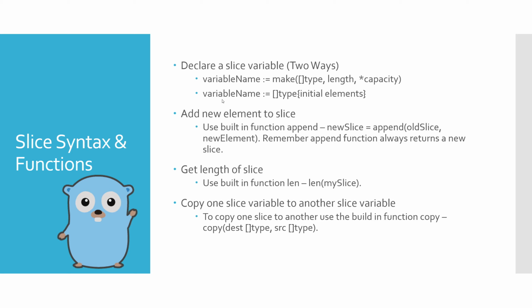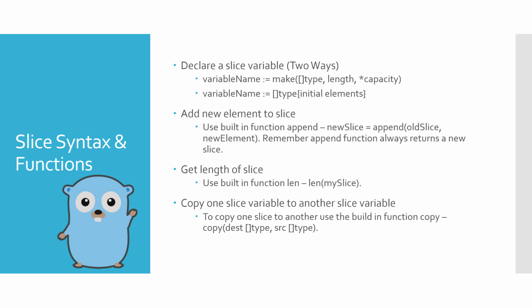Or you can do it this way: variable name for the slice variable, square brackets, the type, and then whatever initial elements are in here. You can leave it blank too. It'll just be an empty slice of size 0, length 0. So how do we add new elements to a slice? You can use the built-in append function if you want to append a new element to the slice.